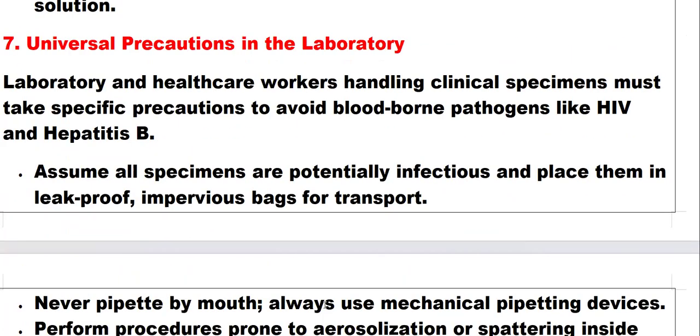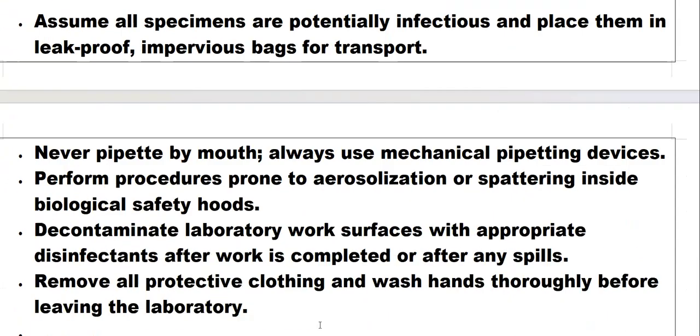Universal precautions in the laboratory. Laboratory and healthcare workers handling clinical specimens must take specific precautions to avoid bloodborne pathogens like hepatitis B and HIV. Assume all specimens are potentially infectious, and place them in leak-proof, impervious bags for transport.